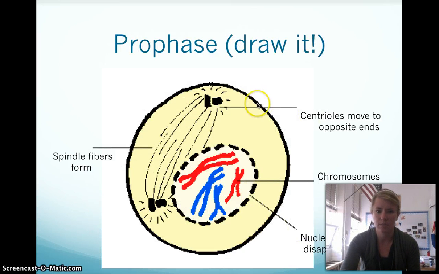So here's everything we talked about. Centrioles are moving, spindle fibers are growing. Chromosomes, we can see them. You can actually see the X's, and the nuclear envelope is beginning to break down. If it weren't, it would be not dashed lines, it would be solid lines. So go ahead and draw this. You can pause it and draw this where it says draw prophase.